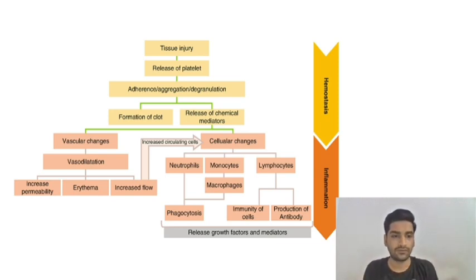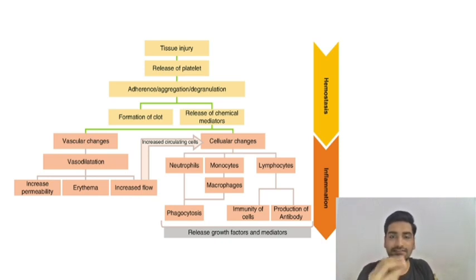Okay, so first the vascular changes. The main change which will occur when there is tissue injury is vasodilatation of that vessel. That vessel is going to dilate. Now whenever a blood vessel dilates, what will happen? You have studied the 5 cardinal signs of inflammation, right?